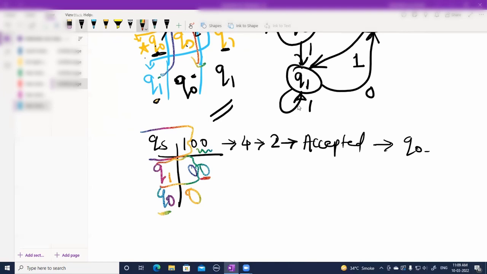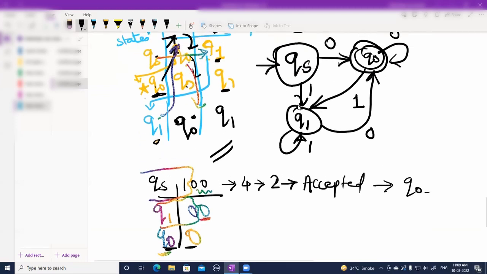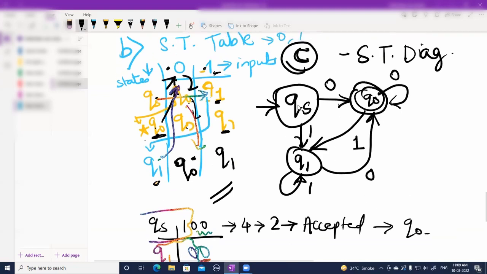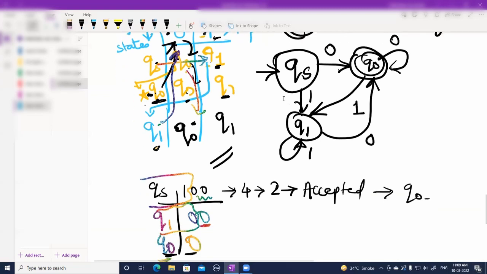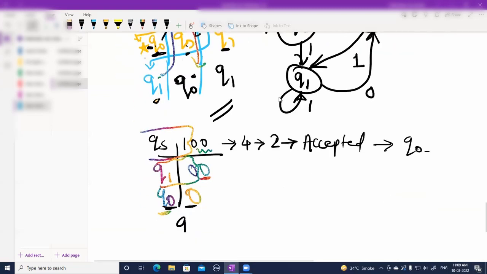Now we will take Q0, which is the remaining state, with the next bit as 0. So where is it going? Q0 on bit 0 goes to Q0 state. So it is going to Q0 state, which is the final state. That means the FA that we had designed is correct.